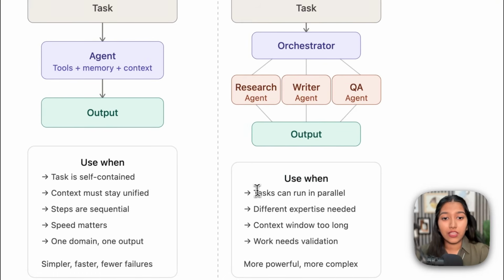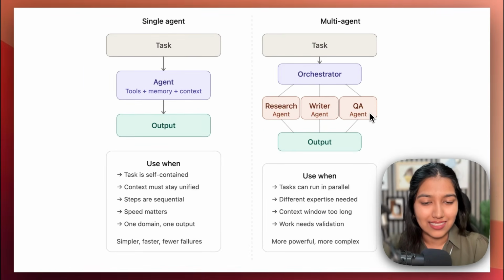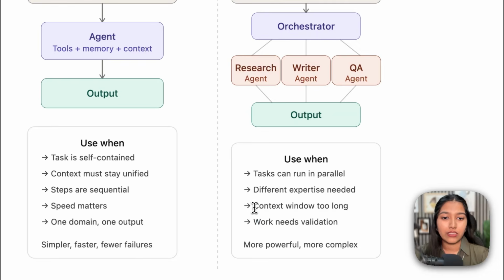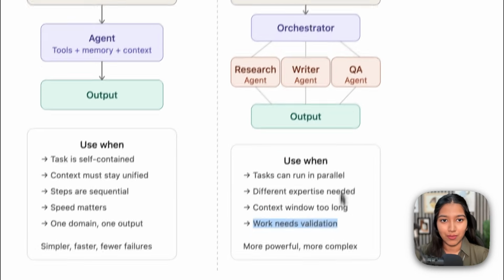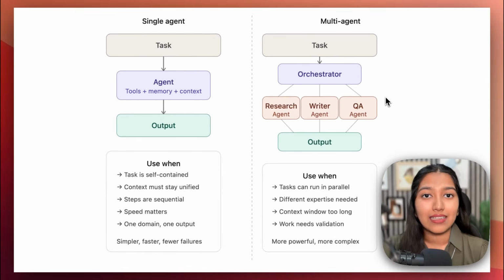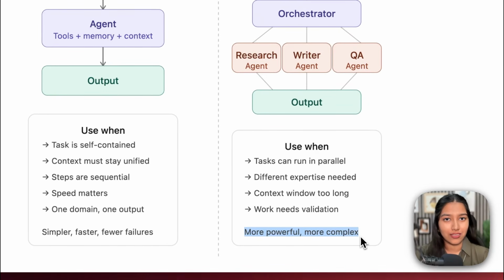This should be used when your tasks can run in parallel. This setup is also recommended if different expertise is needed. For example, here the research agent has a different expertise, whereas the QA agent has a different expertise. And since these are working in an isolated manner, the QA agent's job is not going to be affected by the writer agent. It's also recommended if the context window is too long or if the work needs validation, because we always have the orchestrator which can validate things, and you can also have a teammate that can validate the outputs of the other teammates. This is more powerful, more complex, and costs more tokens.